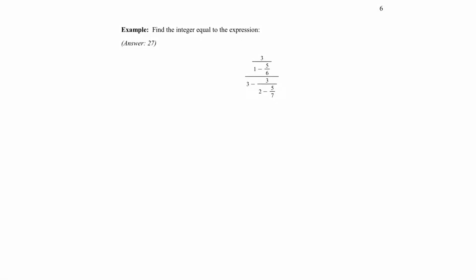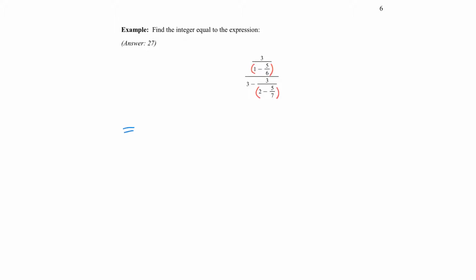In the following example, we have to find the integer. So let's try to sort out what we want to do first. So it's 3 divided by all of this. We'll need to sort out that bracket. And then in the denominator, it's also 3 divided by all of that. So we'll need to sort out what those fractions are.